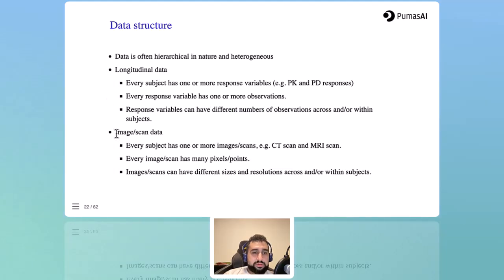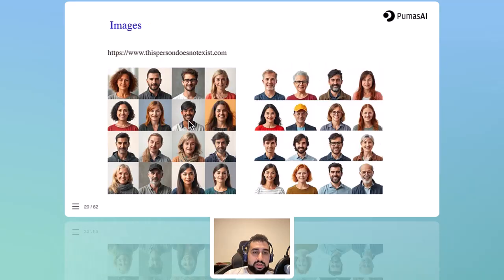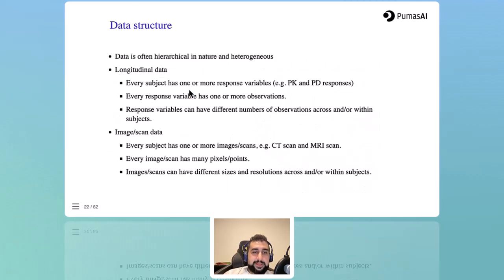Now, contrast this to images or scan data. Imagine we have an image, not a generated image, but a real image that's observed for a specific subject. Every subject can have one or more images or scans. In the medical context, that could be a CT scan or an MRI scan. In computer vision, that could be a photo of the person or a video of the person doing something.